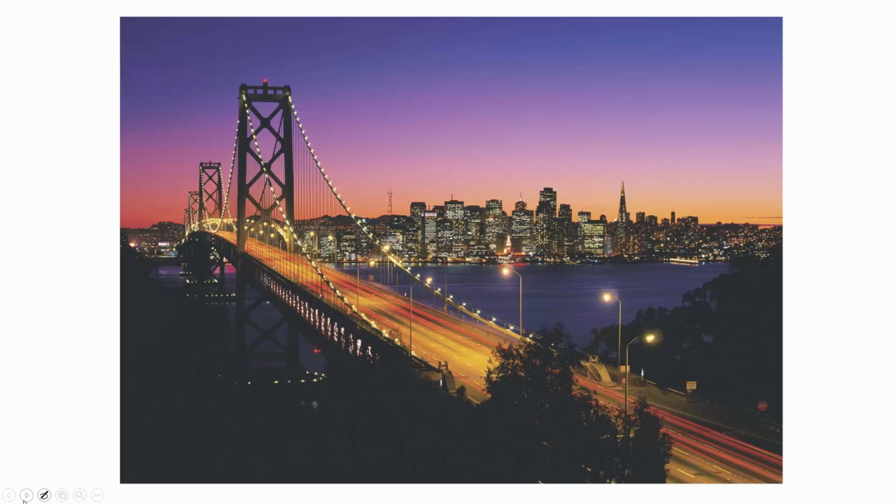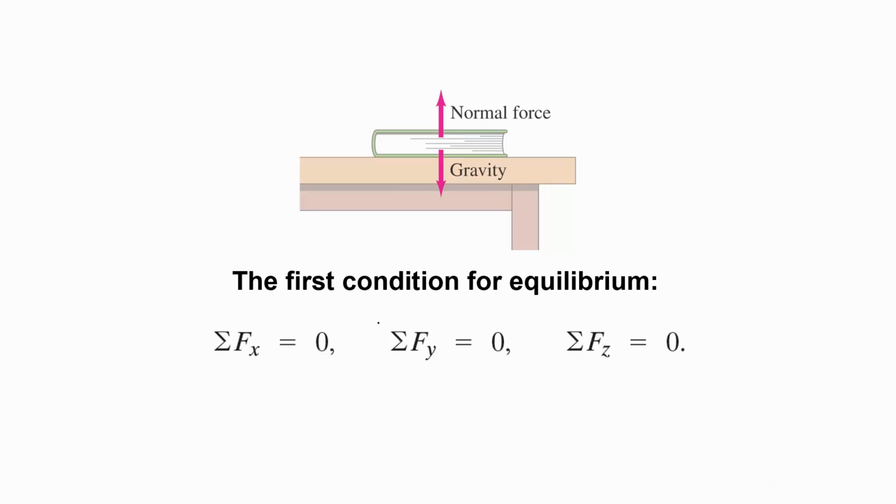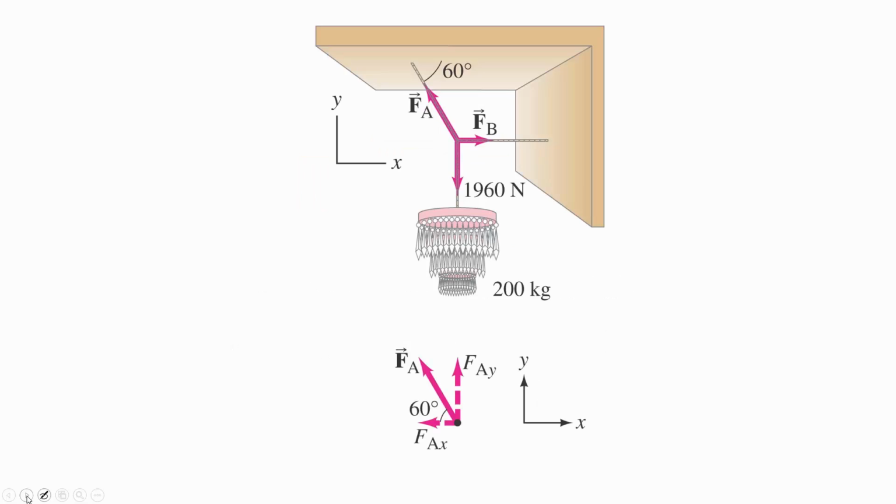So in order to be in equilibrium, we already know that the forces have to be balanced. Whenever an object is at rest, we know that the net force, if we're talking about the vector notation of net force, is equal to 0. We can break that up into components in each direction. We've solved lots of problems like this.